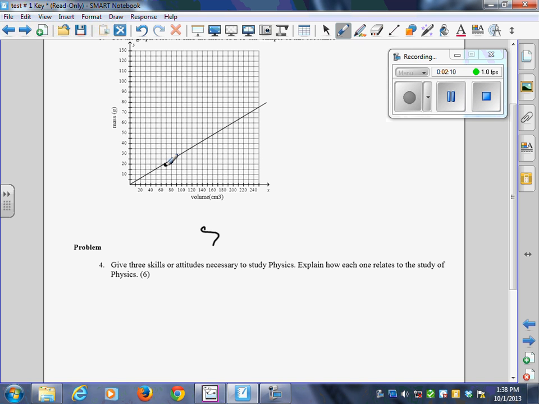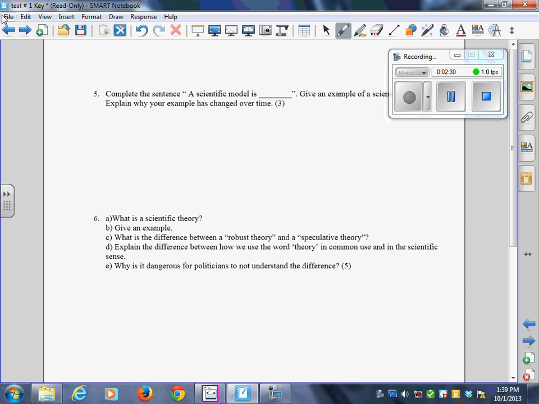3 skills or attitudes necessary to study physics. Explain how each one relates to the study of physics. If you were at all close, I gave you 6 out of 6. Okay, the vast majority of you got 6 out of 6. Those are freebies, by the way. You will not see easy questions like that ever again. Tests will get harder.